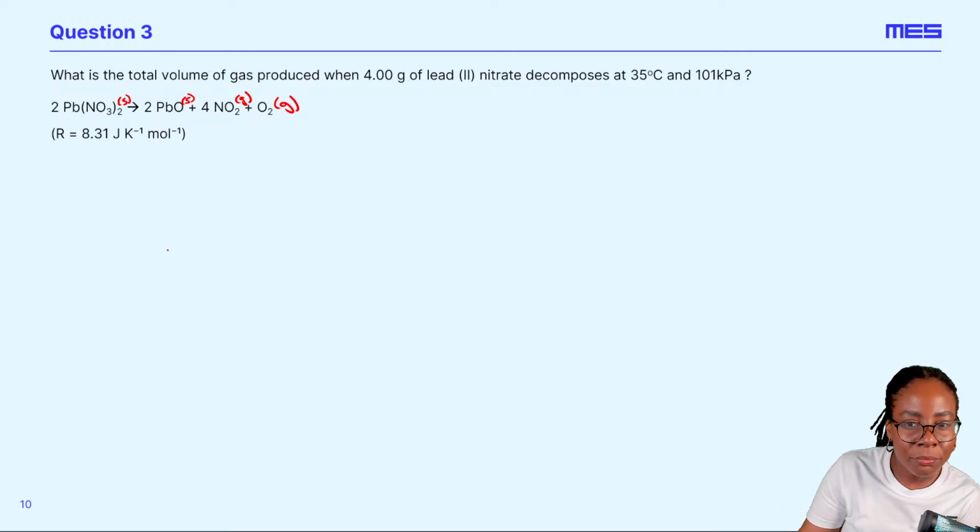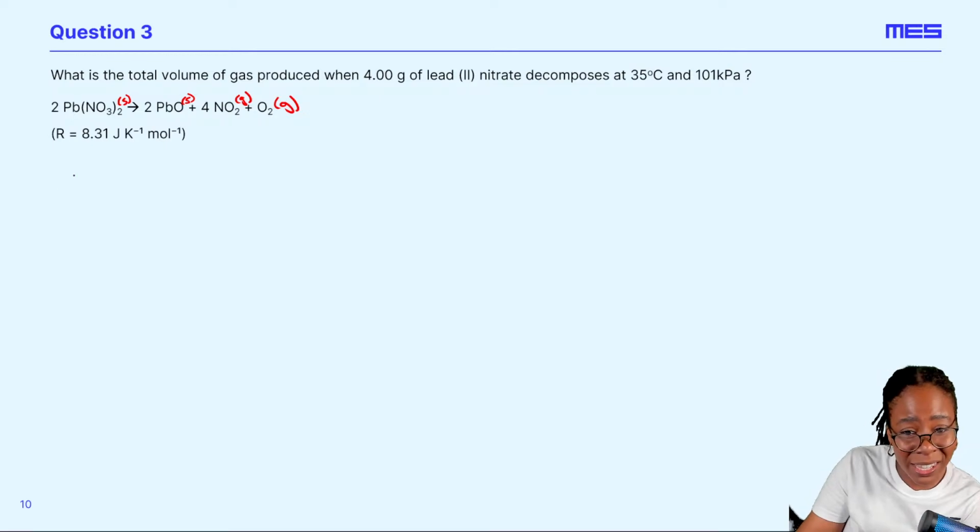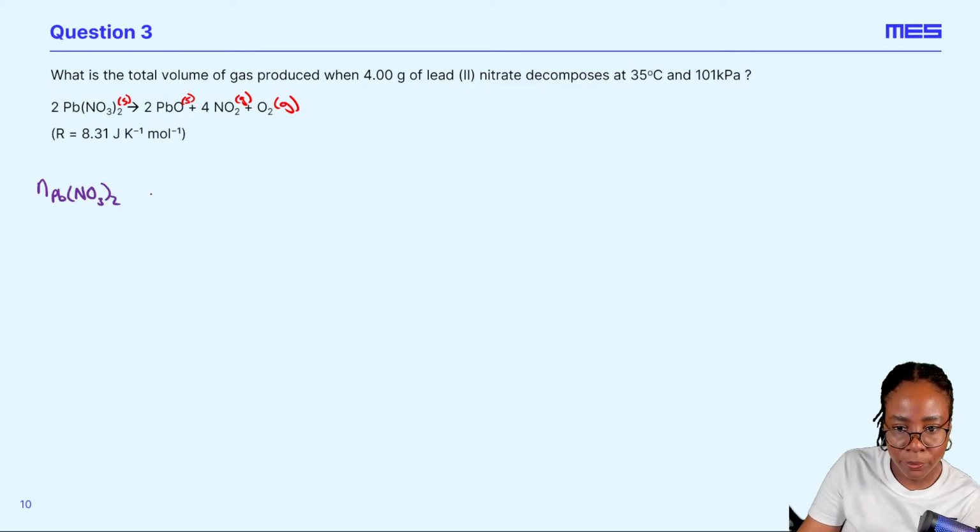You're absolutely right. But the first thing that we can do, what do we have enough information to calculate the moles for? We've been told we're going to decompose 4 grams of lead-2 nitrate, and then we want to know the volume of gas. So the first thing really that we want is the number of moles, and we can calculate the number of moles of our lead-2 nitrate as our mass over MR.